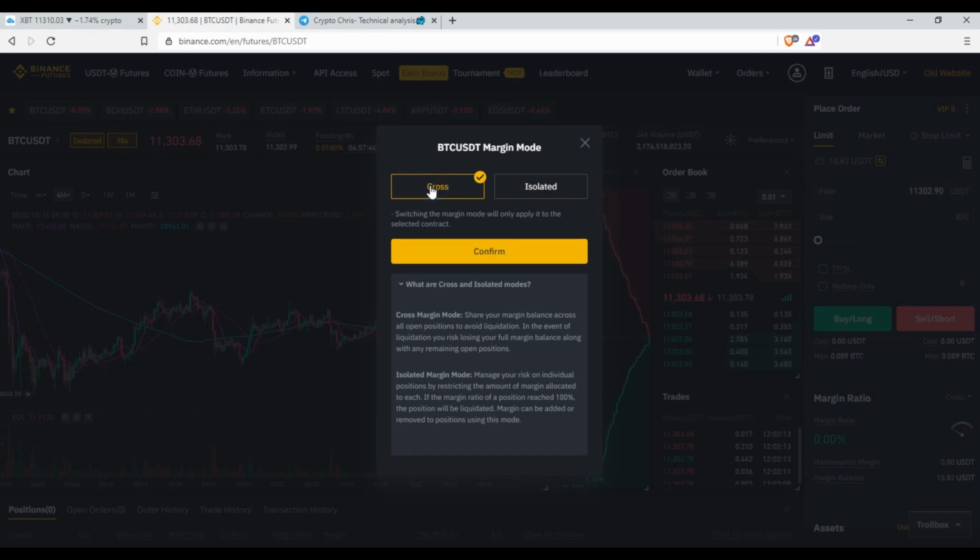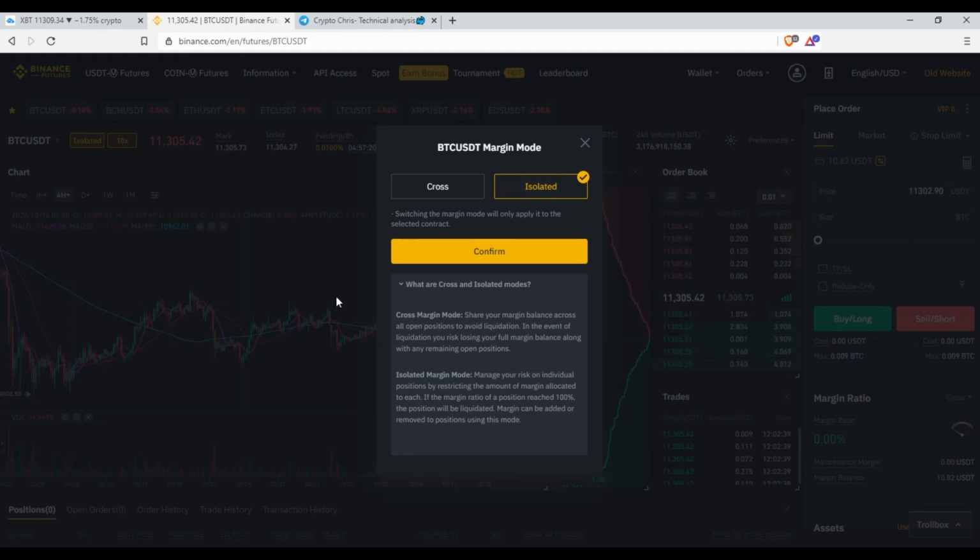I get this question, what is cross, what is isolated, what is better? I mean, to be honest, if you're a beginner, isolated is the best margin mode to use because you can't lose more than the position that you've opened. If you do use cross leverage, if you have other trades currently open and one's going negative, it will start taking your balance from other trades to keep your position open.